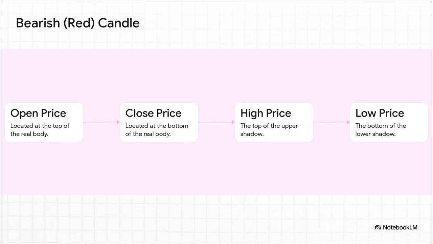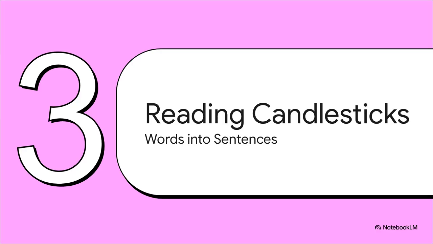Now, a bearish or red candle tells the complete opposite story. Here, the price opened at the top of the body and closed down at the bottom. This shows us that the sellers, the bears, were in control. The shadows still show the session's high and low. So when you put them all together, these two types of candles give us this incredible visual of the market's constant tug of war.